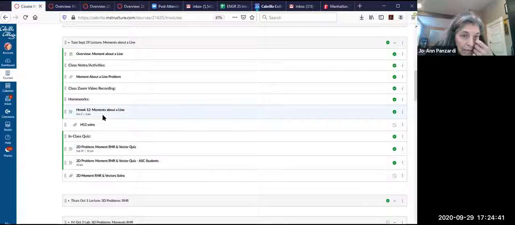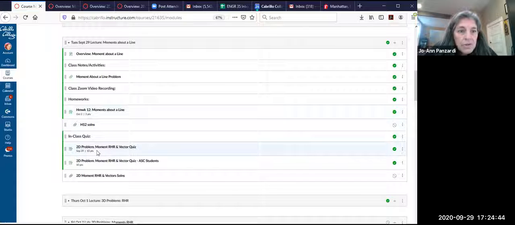Our in-class quiz is a 2D problem. You're finding the moment using the right-hand rule, and you're finding the moment vectorially. The reason that you're doing both is so that you can check yourself. Again, in statics, there's tons of checks. You're going to find a moment about a point using the right-hand rule, and you're going to find the moment about the same point vectorially. In this way, you should get the same values.